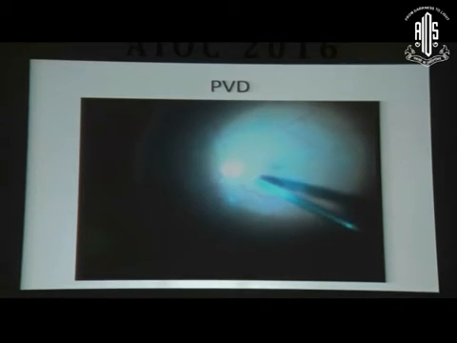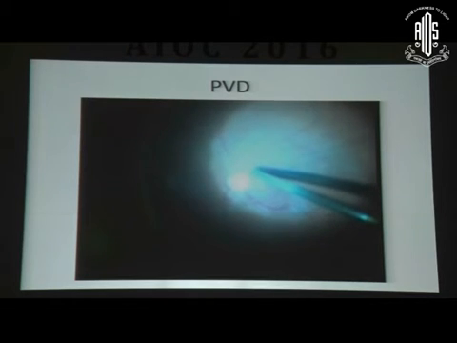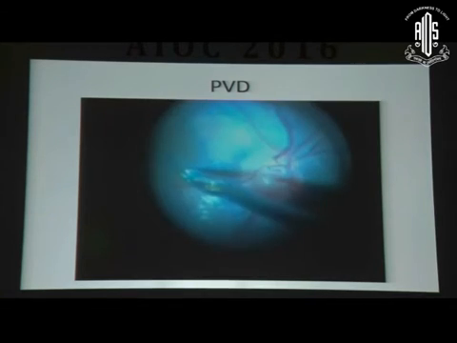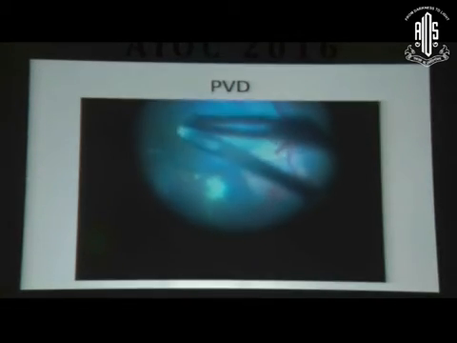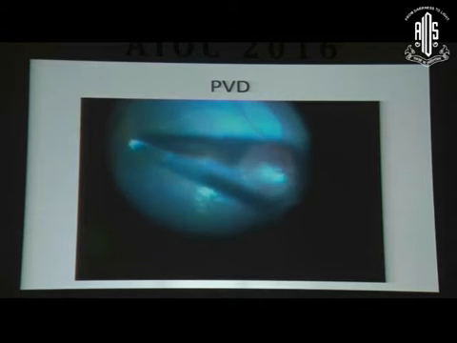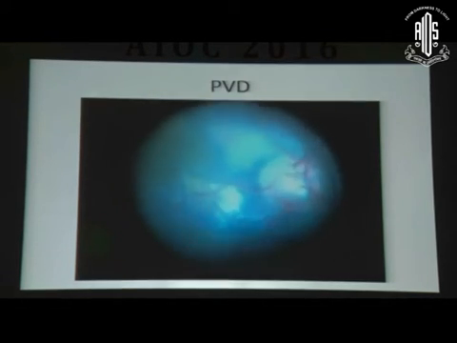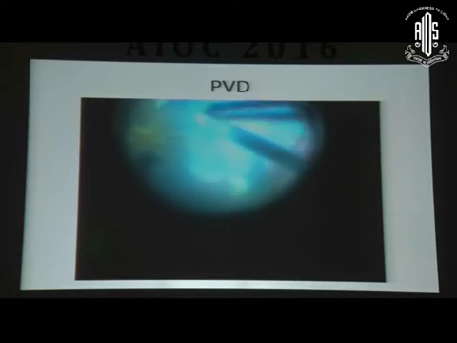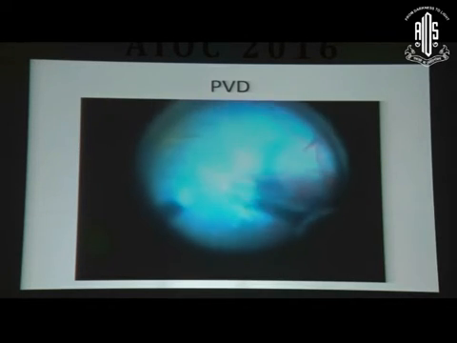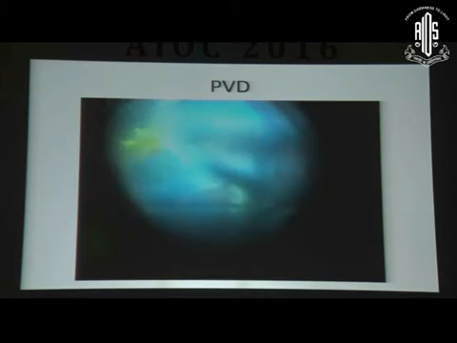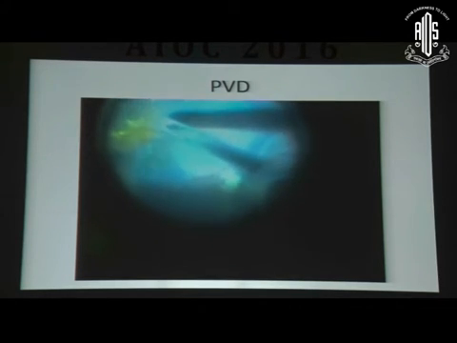And you should not hesitate to use Ocucoat, because PVD induction is very crucial in such cases. And this also shows the ERM being removed. ERM does not get very well stained with brilliant blue. So there are two options. One is that you can peel the ILM after staining with the Ocucoat, or you could try to peel the ILM. Once you peel the ILM, the ERM which is lying on top of that is going to come out on its own. And with the availability of forceps, the ILM peeling has become quite easy.